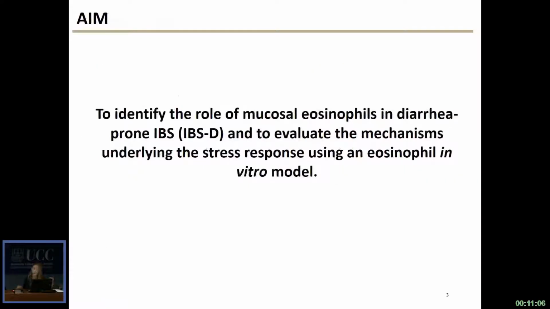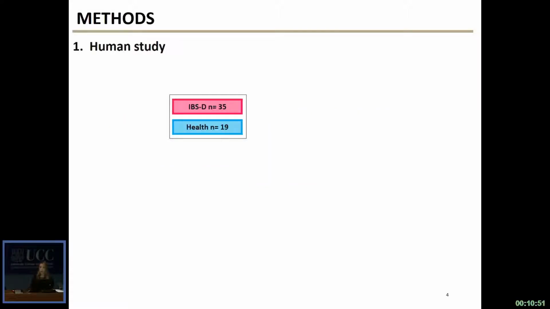Our aim is to identify the role of mucosal eosinophils in diarrhea-prone IBS and to evaluate the mechanism underlying the stress response using an eosinophil in vitro model. To study intestinal mucosal eosinophils, we recruited patients with IBS with diarrhea phenotype according to Rome III criteria and healthy volunteers as a control group. In all participants, food allergy, gastrointestinal infections, and inflammatory disease were excluded.